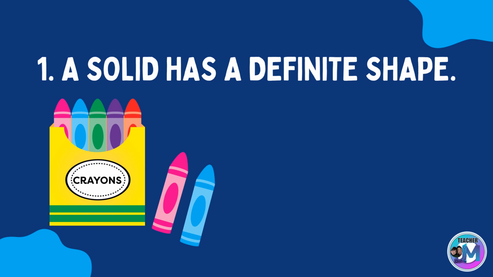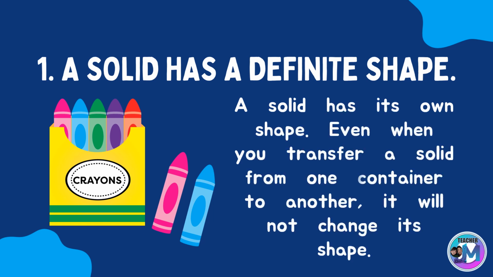First characteristic of solid is a solid has a definite shape. A solid has its own shape. Even when you transfer a solid from one container to another, it will not change its shape.